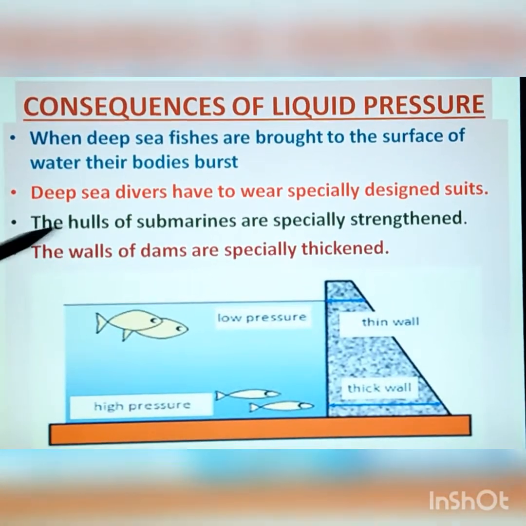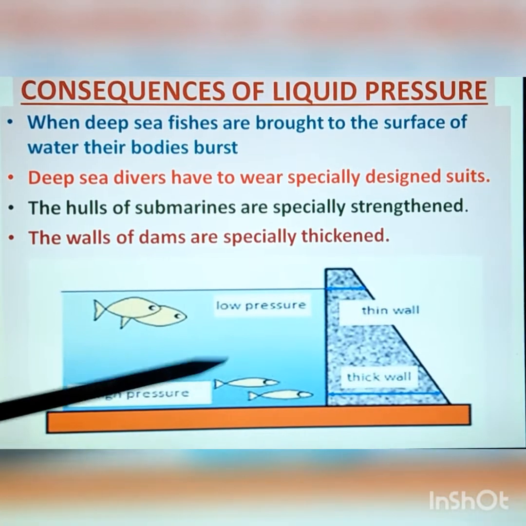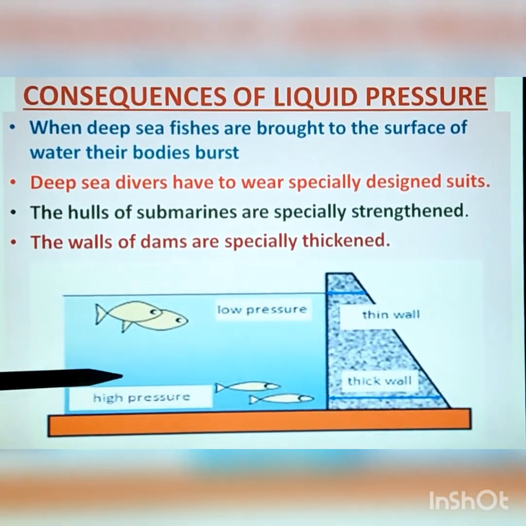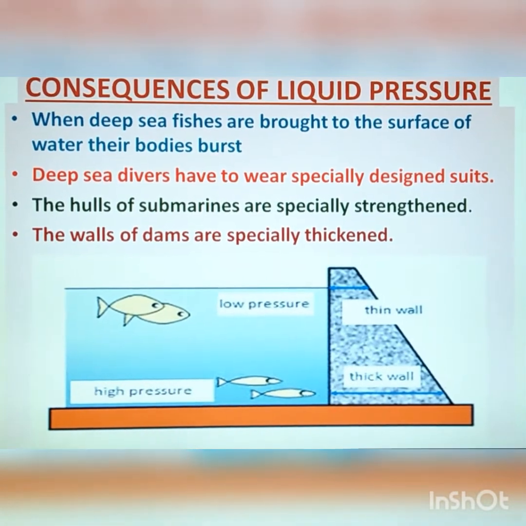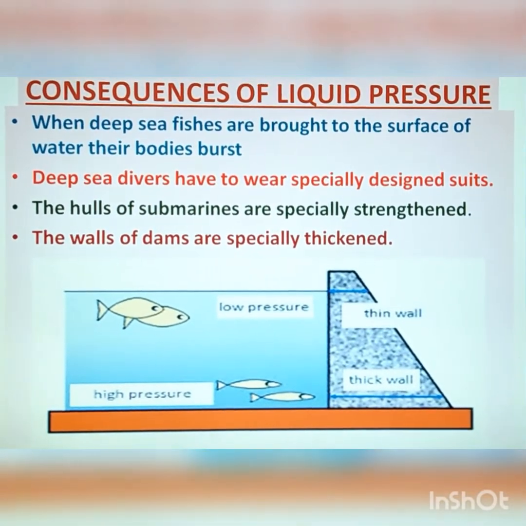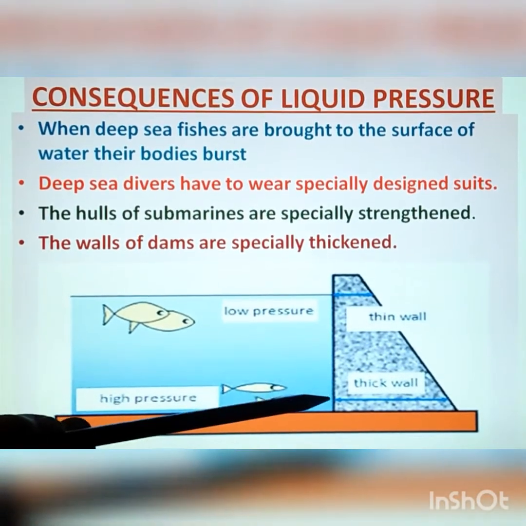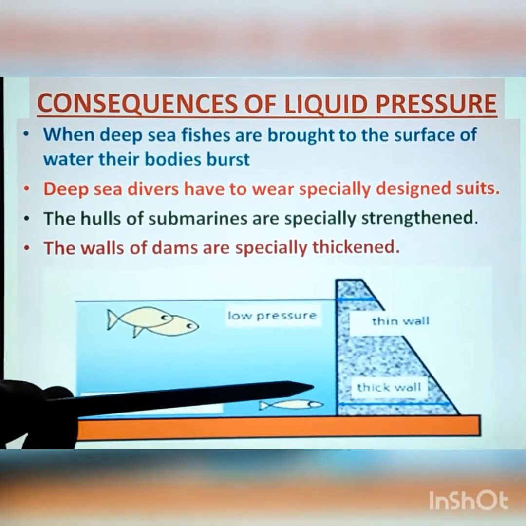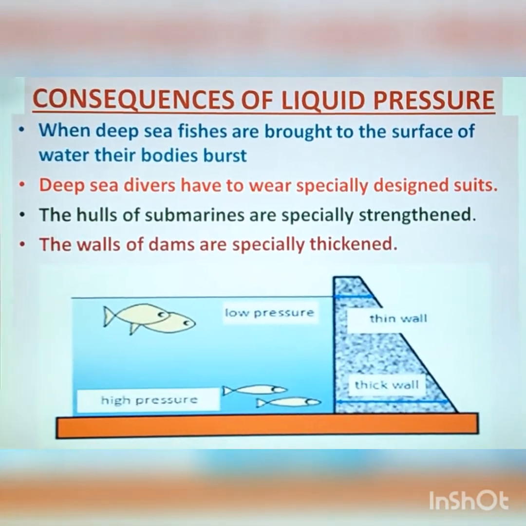Right? That is the same reason why the hulls of the submarines are especially strengthened. They are very strong because they have to go deep inside the water. Therefore, they have to adjust the pressure accordingly. For the same reason the walls of the dams are also specially thickened. Why? Because they have to tolerate the high pressure under the water. As we go deep inside the water, remember, the pressure goes on increasing. Understood all of you?